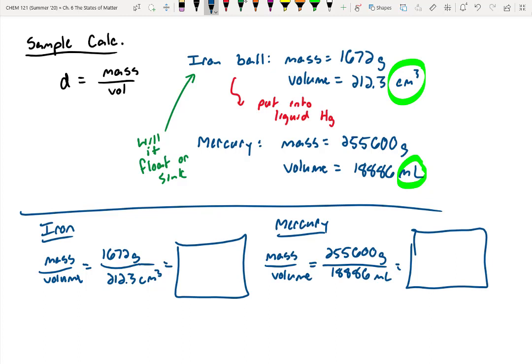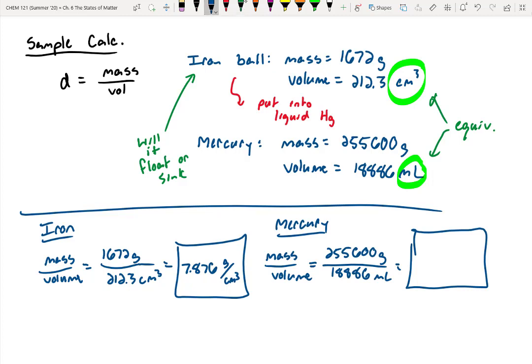Okay, so 1672 divided by 212.3, and our final answer should have 4 significant figures. So I'm getting 7.875. However, we've got a 6 following, so I'm going to round this 5 all the way up to a 6. So now we've got our 4 sig figs, and this would be grams over centimeters cubed. Like I said, centimeter cubed and milliliters are equivalent. One's just typically used for solids, the other's used for liquids.